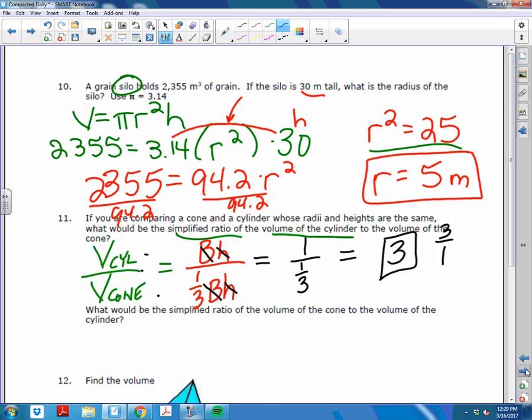They're asking you to compare the cylinder to the cone. The cylinder to the cone is a ratio of 3 or 3 to 1 because it's 3 times as big, which means that this is 1/3. Because this is the ratio of the volume of the cone to the cylinder, so you end up with 1/3 over 1, and 1/3 divided by 1 is 1/3.